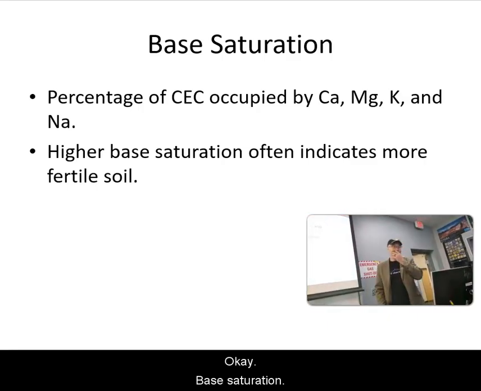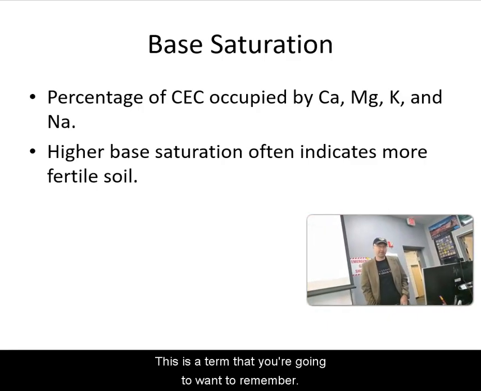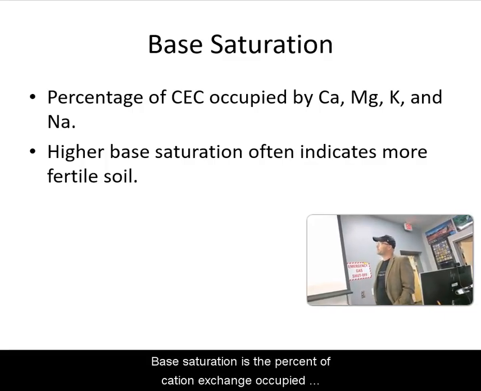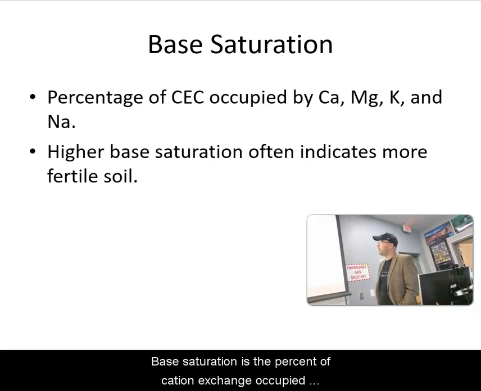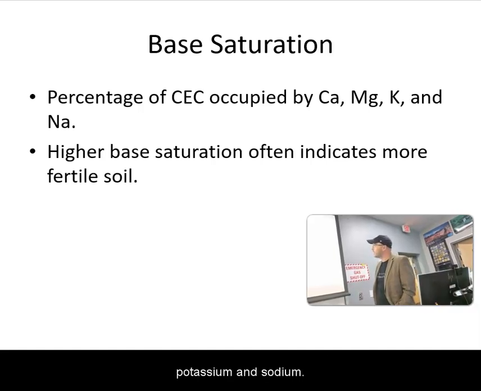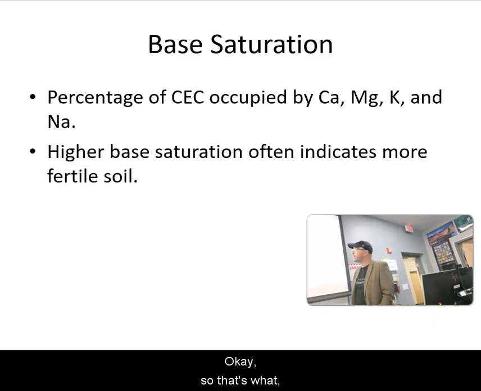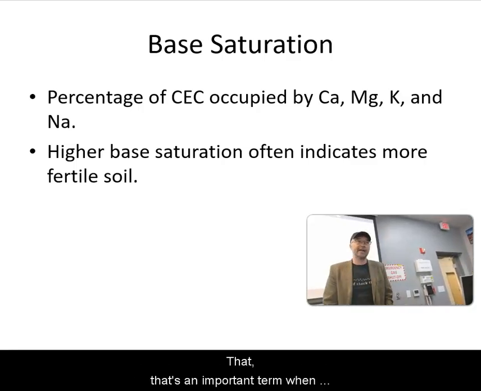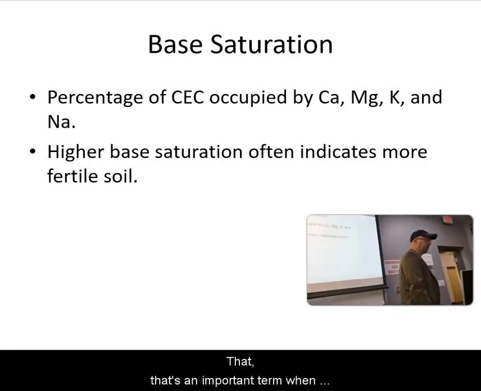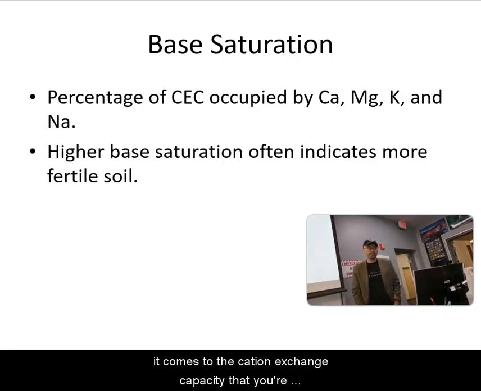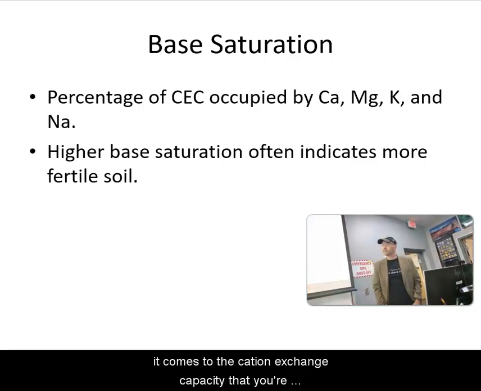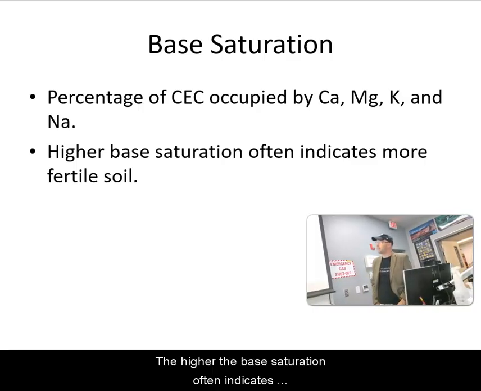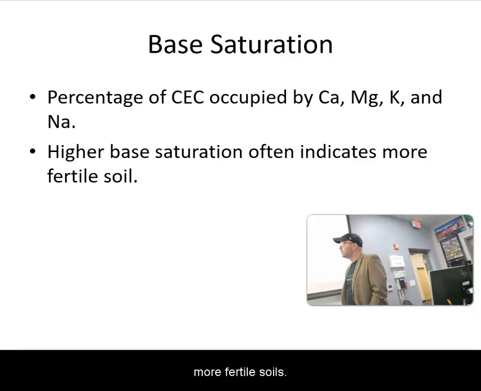Okay, base saturation. This is a term that you're going to want to remember. Base saturation is the percent of cation exchange occupied by calcium, magnesium, potassium, and sodium. Okay, so that's the definition of base saturation. That's an important term when it comes to the cation exchange capacity that you're going to want to remember. The higher the base saturation often indicates more fertile soils.